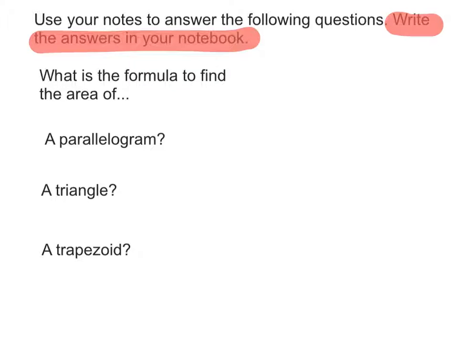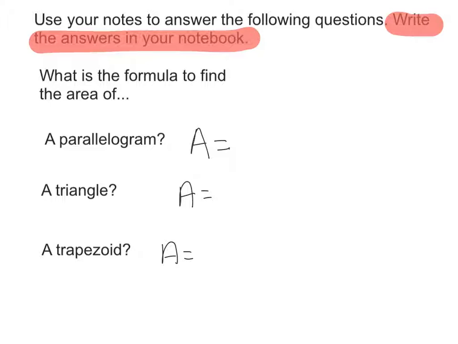Now, as we get started, I want you to please use your notes to answer the following questions. Please write the answers in your notebooks. I want you to give me the formula to find the area of a parallelogram, a triangle, and a trapezoid. These are three different formulas. I'll give you a hint to start off. They should start off with A equals. Write your answers in your notebook, and I will pause the video now, and then I'll play and show you what those answers are.